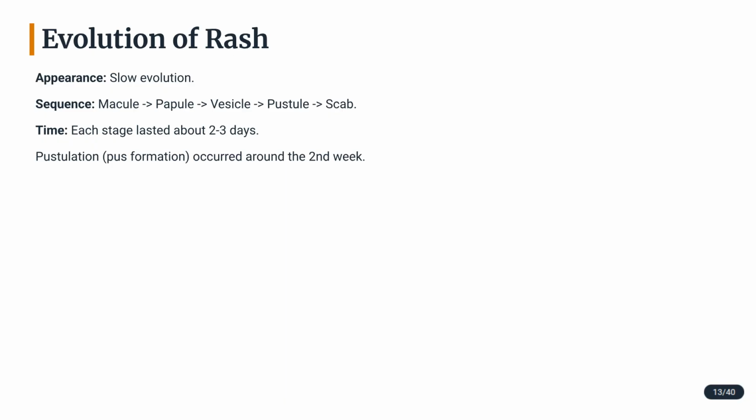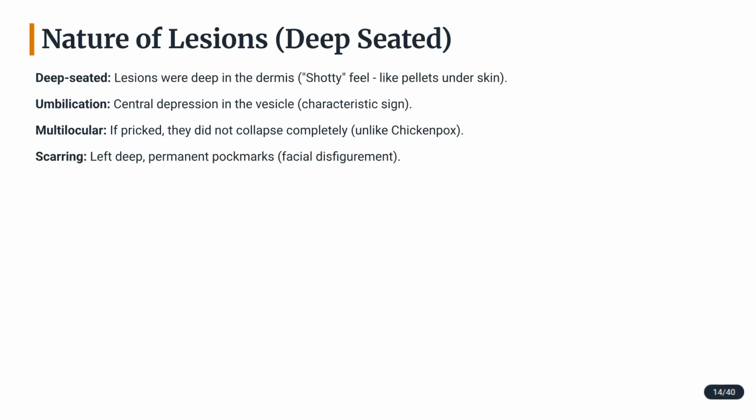The lesions were deep-seated, feeling like pellets under the skin, often described as "shotty." They featured central depression, called umbilication. They left deep, permanent pockmarks, leading to disfigurement. Monomorphism is a key characteristic. All lesions in a specific area are at the same stage of development.